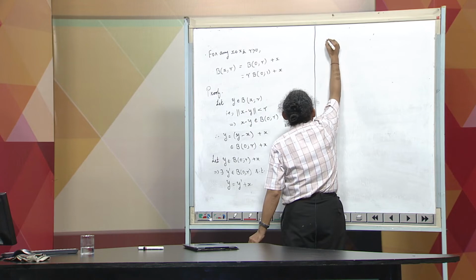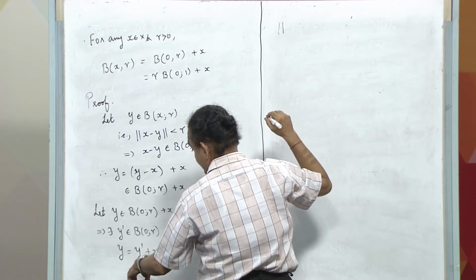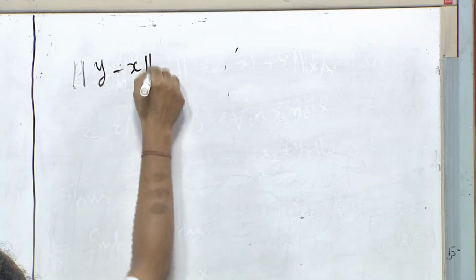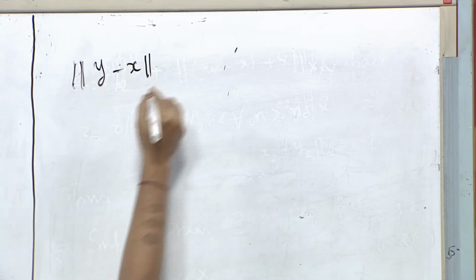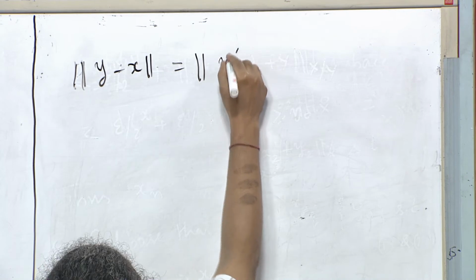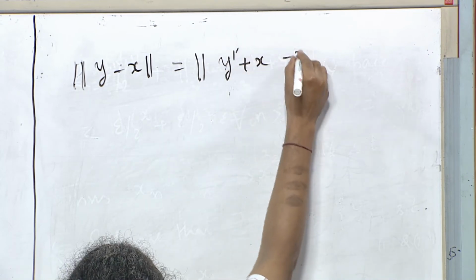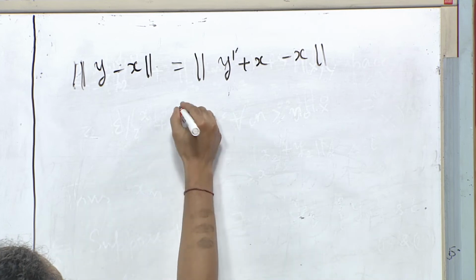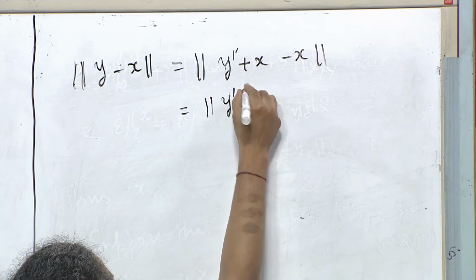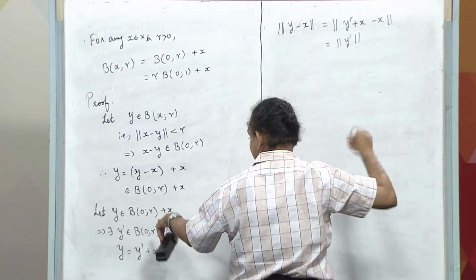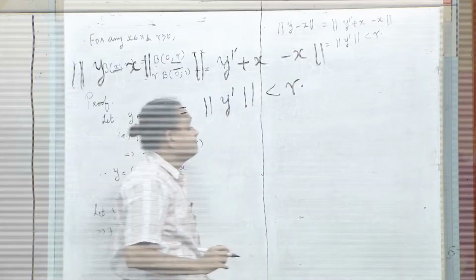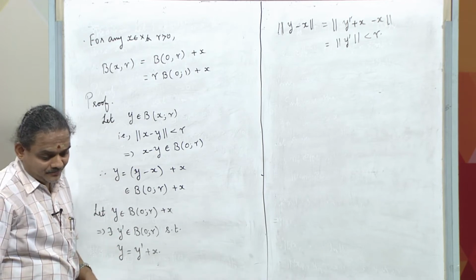Now what we wanted is the norm of y minus x. The way we have decomposed y should tell us that this is y dash plus x minus x, which is the same as, because x and x get cancelled, the norm of y dash. But y dash is in B(0,r), therefore this is less than r, and that is exactly what we wanted, that is it, done. So, this is the first property.